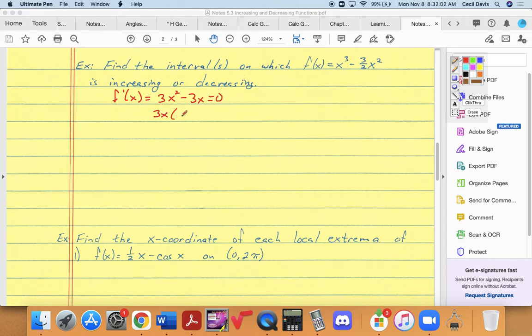We'll factor out a 3x. One of the most common mistakes, actually, after doing that is forgetting about the 3x and being so concentrated on this part that you forget, oh, yeah, 3x could be equal to 0 also. So we have 2 critical points, x is 0 and x is equal to 1.